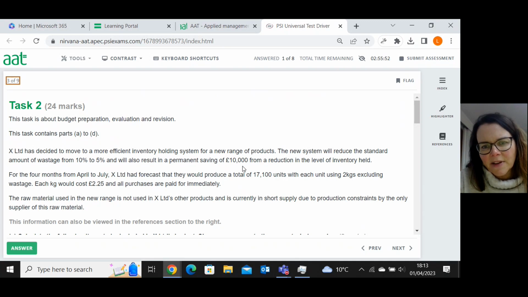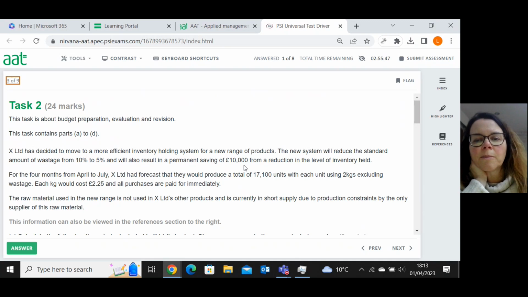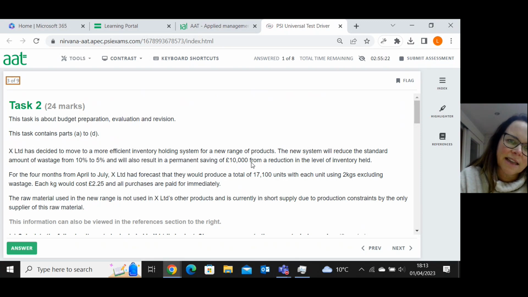A permanent saving of £10,000 from a reduction in the level of inventory held. If we're holding less inventory, how do we save money? Well, we're saving money by having less warehouse costs. We don't have to pay so much rent or insurance, or so many people to look after it. There's less risk of it being stolen or just deteriorating. So I'm guessing that's where that £10,000 saving is coming from.